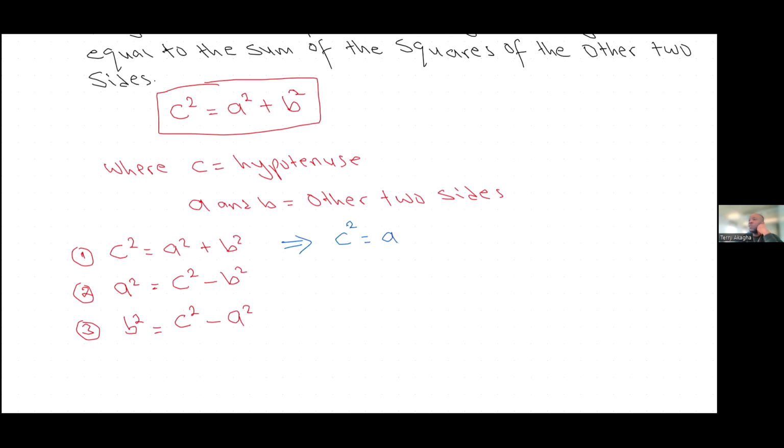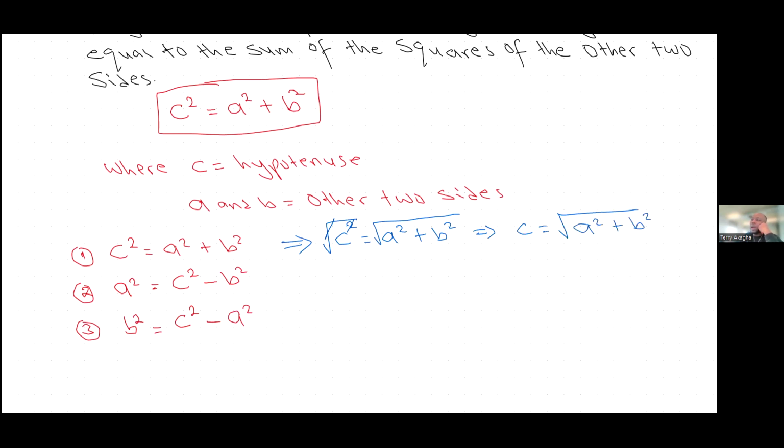So that means to look for C, I'm going to take the square root of both sides. Okay, so this will cancel that. So that means you're going to have that C is going to be equal to the square root of A squared plus B squared. Are you seeing it?